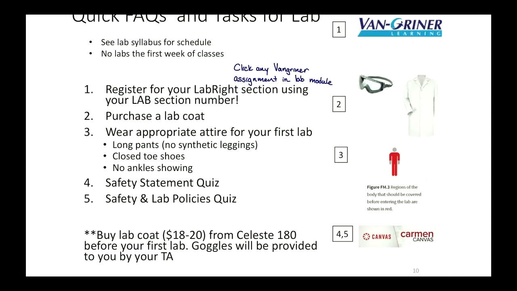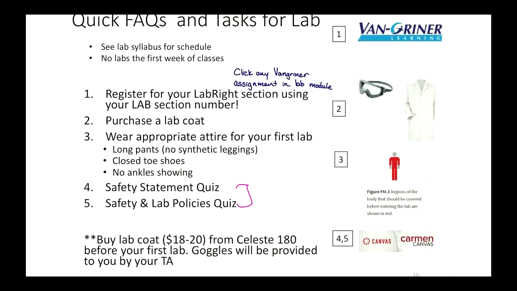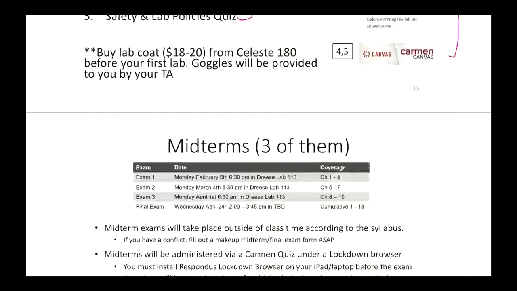So that's the clothing requirements for lab, and then we have a couple quizzes and the Intro to LabRight Cake Chemistry assignment as well. Those have unlimited attempts with them. So that's something you can be doing this week because we don't have any labs. Other than that, there's nothing really to prepare for. Just get that clothing and make sure that you have all of these assignments completed before your first lab.